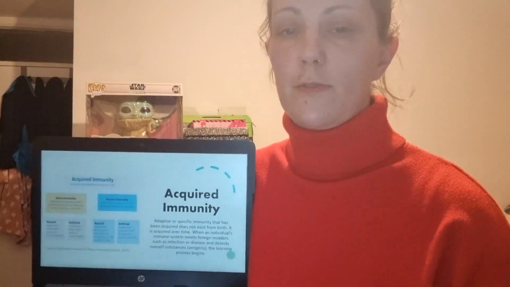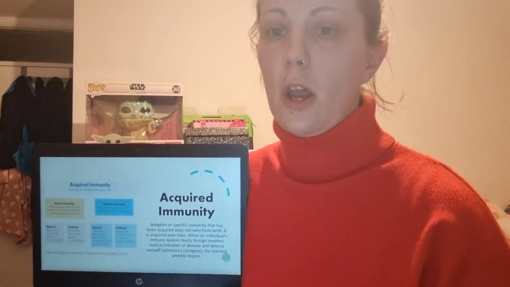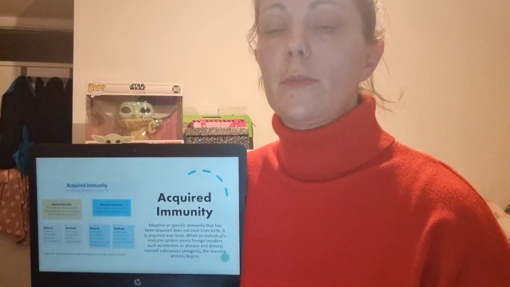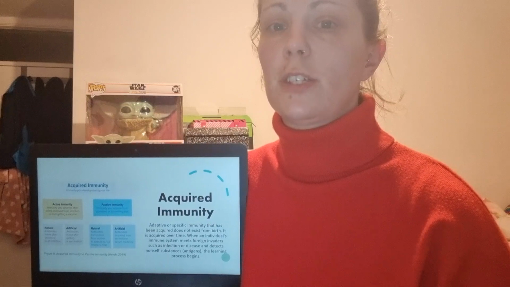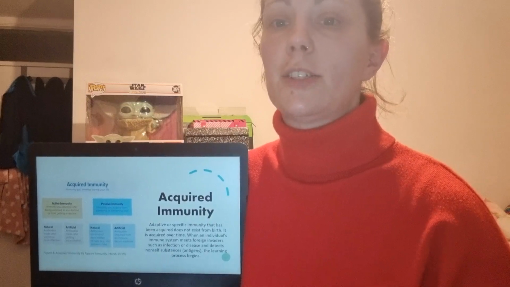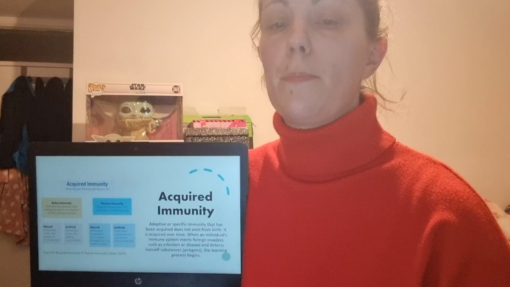Adaptive or specific immunity that has been acquired does not exist from birth. It is acquired over time. When an individual's immune system comes into contact with foreign invaders, such as an infection or disease, it detects antigens. The learning process will then begin.